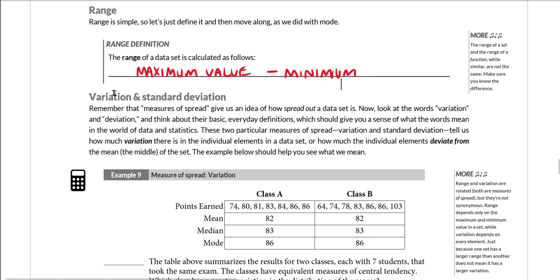So for instance, if we were looking at example 9, which we're going to get to in detail in a moment, you can see the highest number is 86 and the lowest number is 74, and therefore we would have a range of 12. In class B, the range is a lot bigger, from 64 to 103. That would be 39, I believe. That's pretty much all you need to know for range.